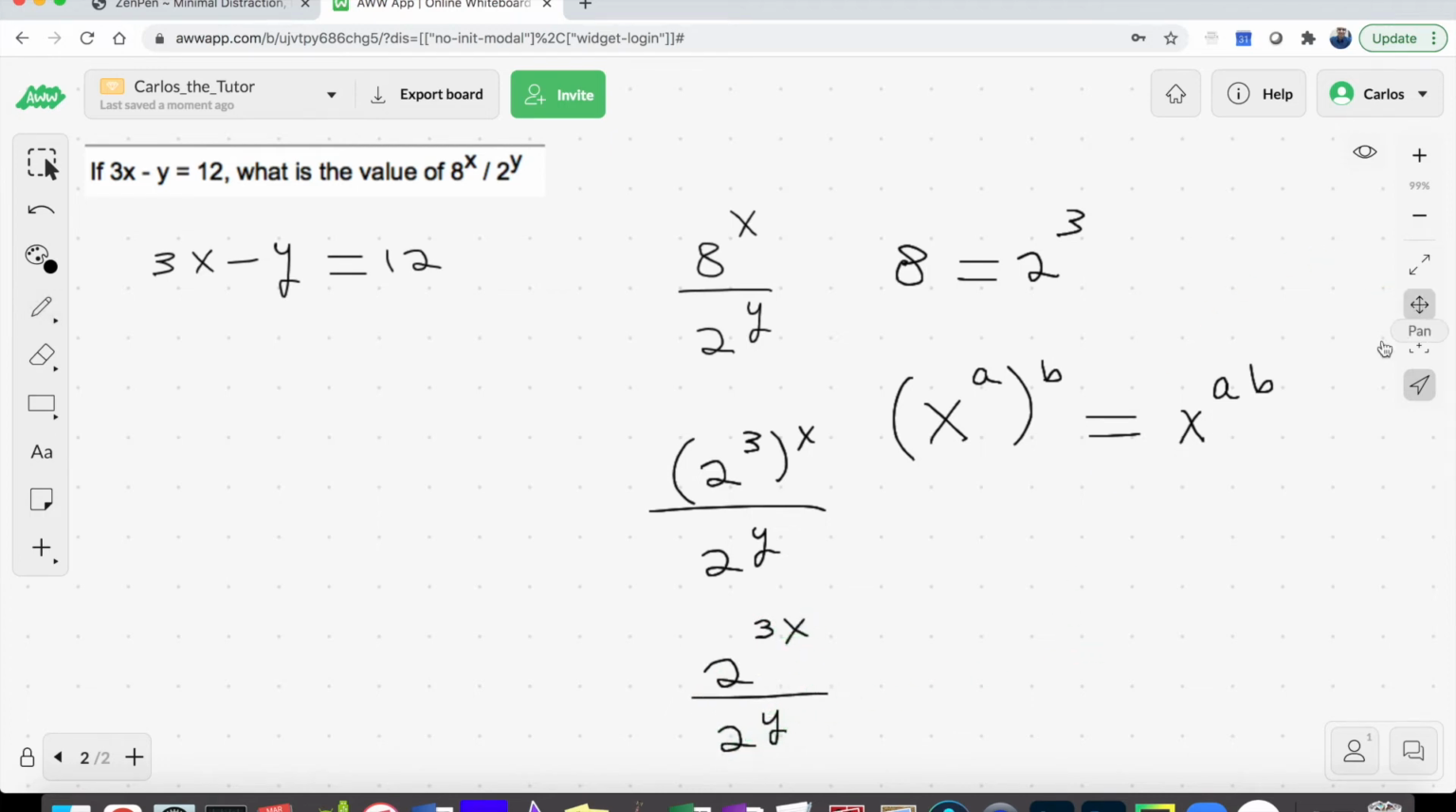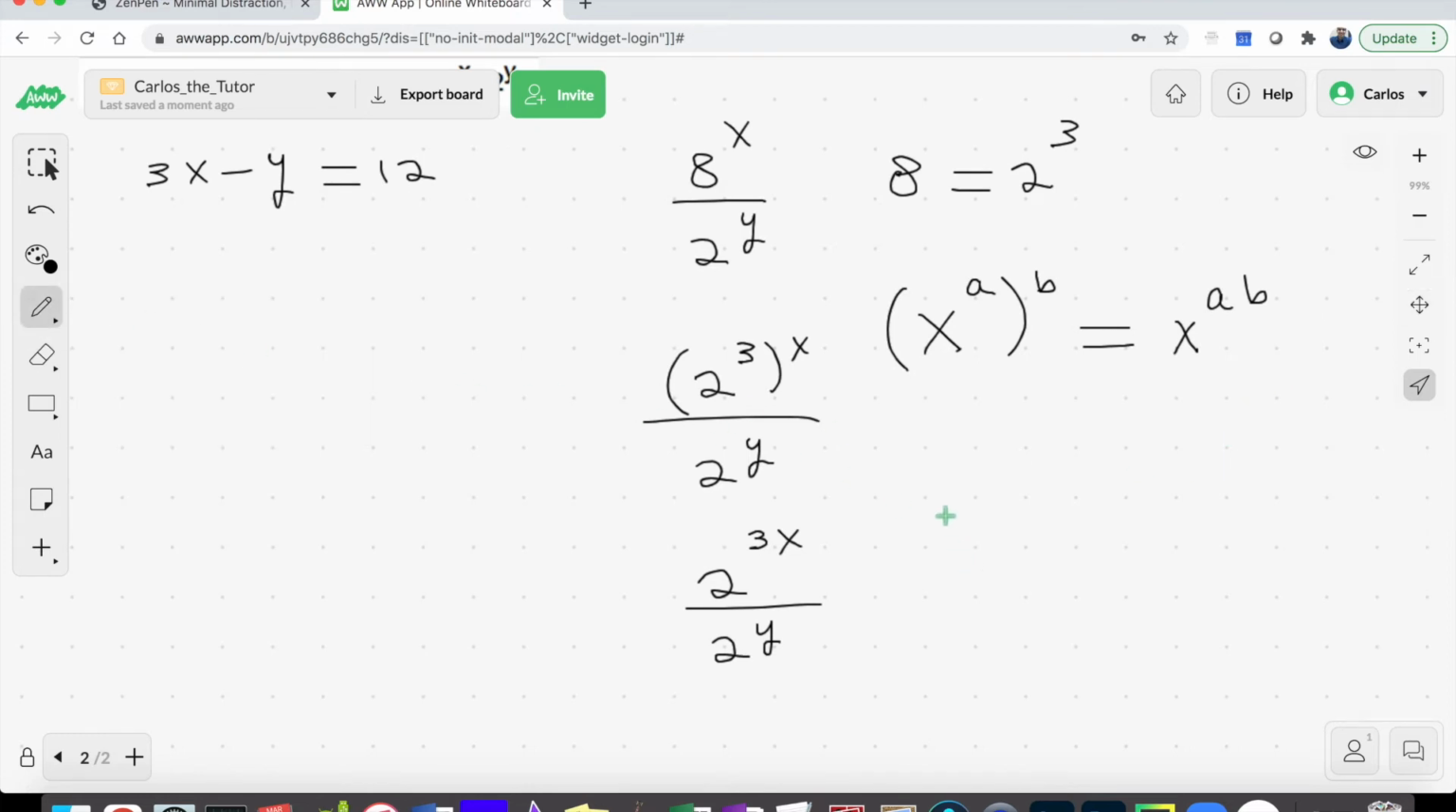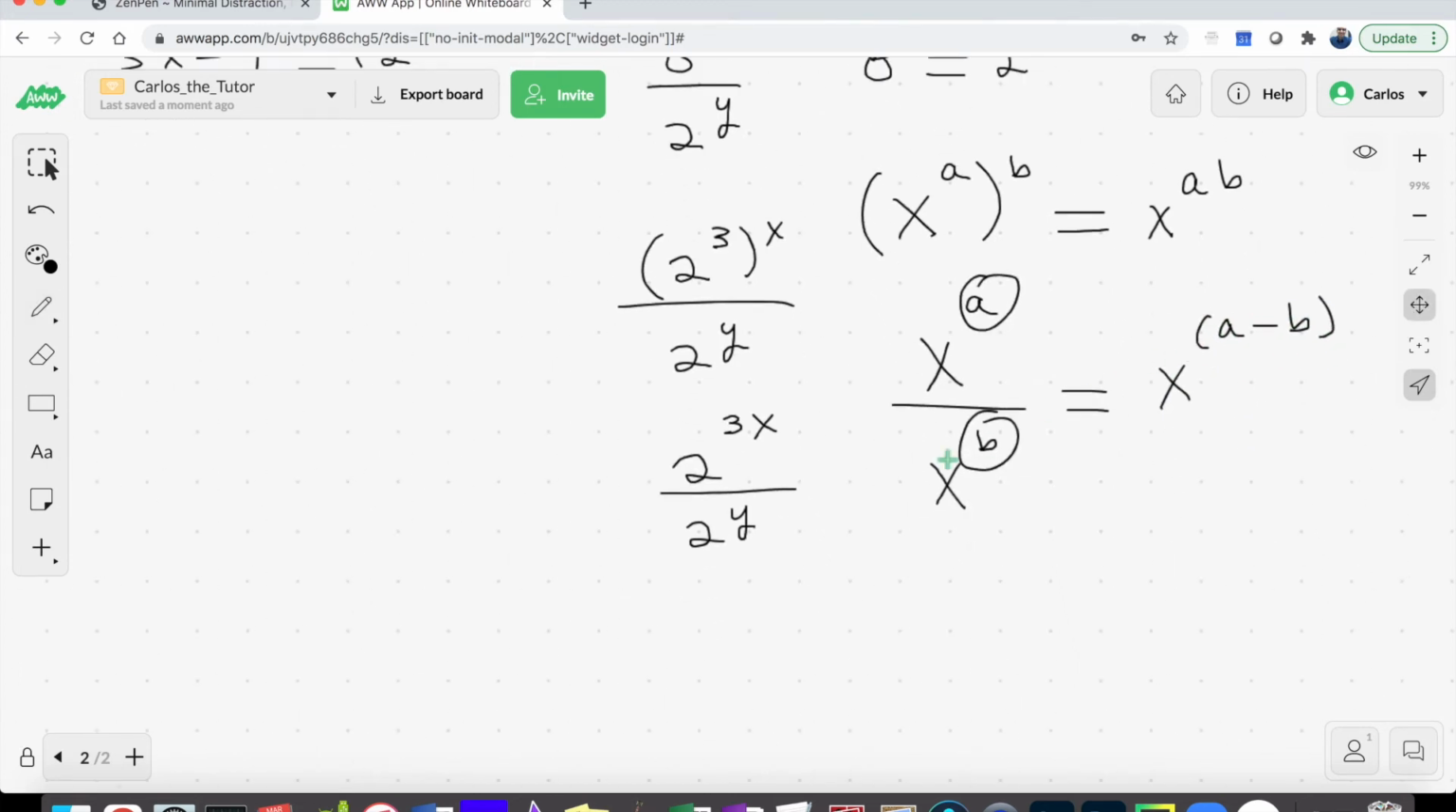The next rule for exponents that I'm going to be using in this problem is the quotient rule for exponents. That tells me when I have a base x raised to the power a divided by the same base raised to the power b, I'm going to subtract the top power minus the bottom power. So I'm going to get x to the a minus b. So 2 raised to the power 3x in the numerator divided by 2 raised to the power y in the denominator is now going to simplify due to the quotient rule for powers, and it's going to become 2 to the 3x minus y.